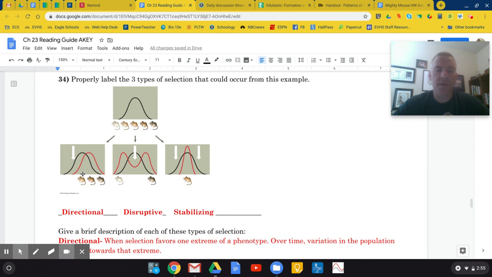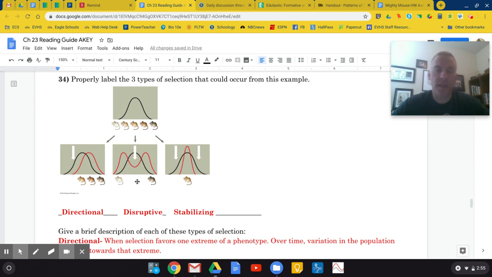So where there used to not be a lot of dark colored mice, we start to see more of them being produced. We see more individuals that are darker. And over time, the red line is just looking down the future, 10 generations, 15 generations, somewhere down the line, the curve will actually shift in a direction. It shifts in the direction where one extreme phenotype is favored. So we call that directional selection.